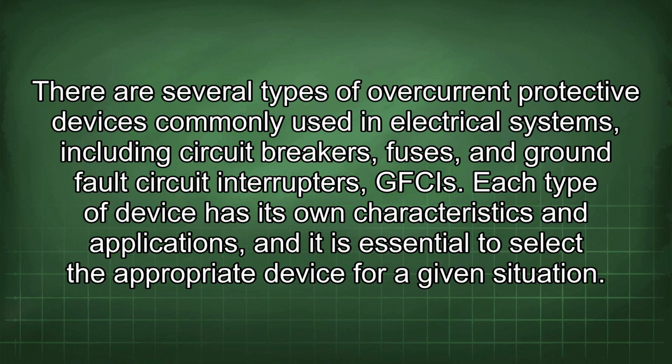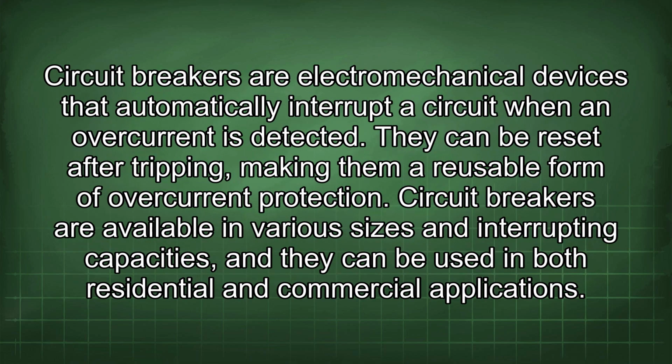There are several types of overcurrent protective devices commonly used in electrical systems, including circuit breakers, fuses, and ground fault circuit interrupters, GFCIs. Each type of device has its own characteristics and applications, and it is essential to select the appropriate device for a given situation. Circuit breakers are electromechanical devices that automatically interrupt a circuit when an overcurrent is detected. They can be reset after tripping, making them a reusable form of overcurrent protection.